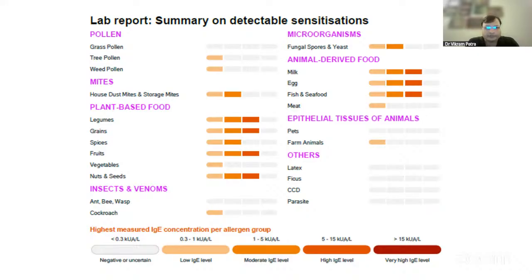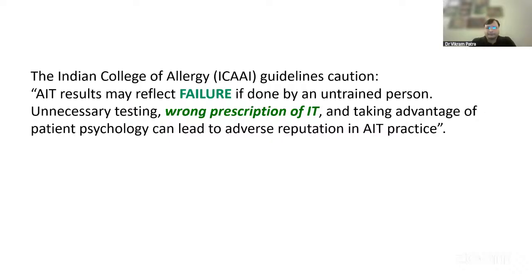So all legumes, all nuts, all milk, egg, fish, all these are positive. So we may wrongly ask the patient to stop everything, which will compromise the nutritional status. But here we are going to talk not only about avoidance; we are going to discuss today how CRD will help us in immunotherapy.